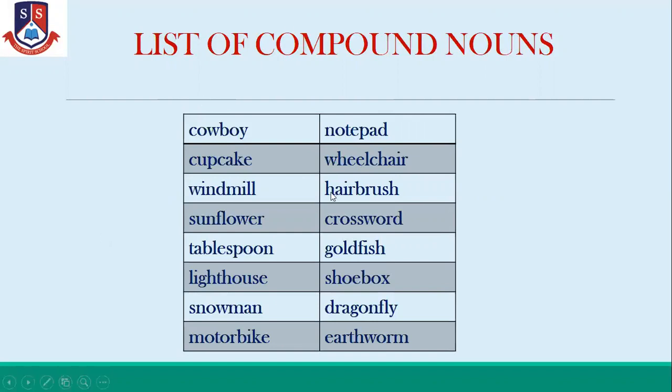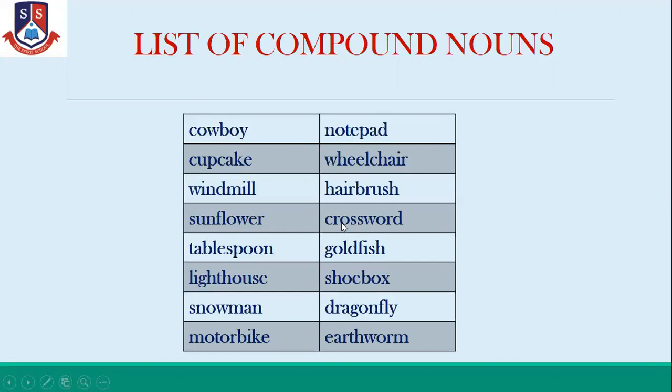Next is hair, and the second word is brush. It becomes hairbrush. Now, it is quite complicated for you, but don't worry. Just split the word into small words that you find.